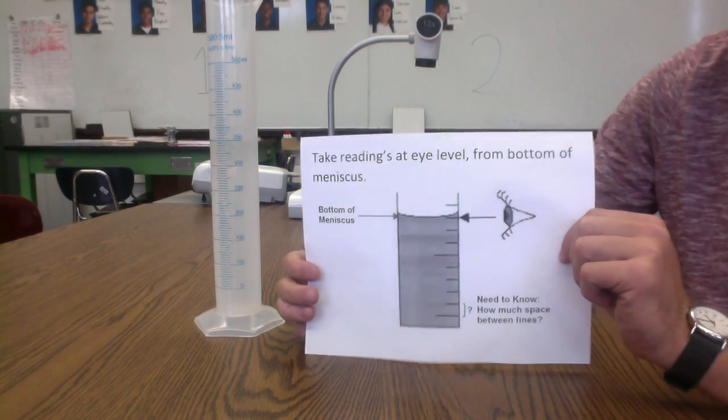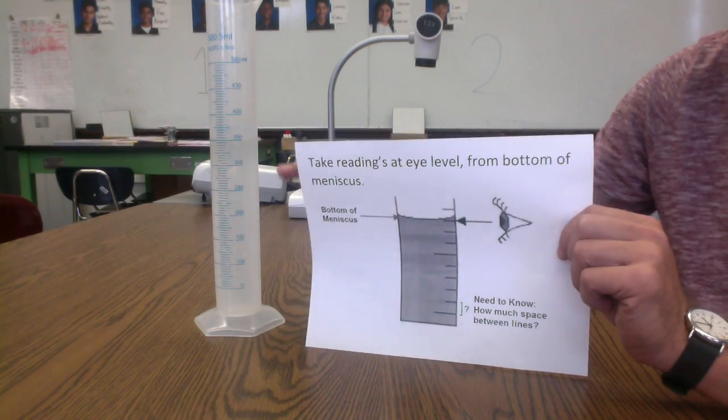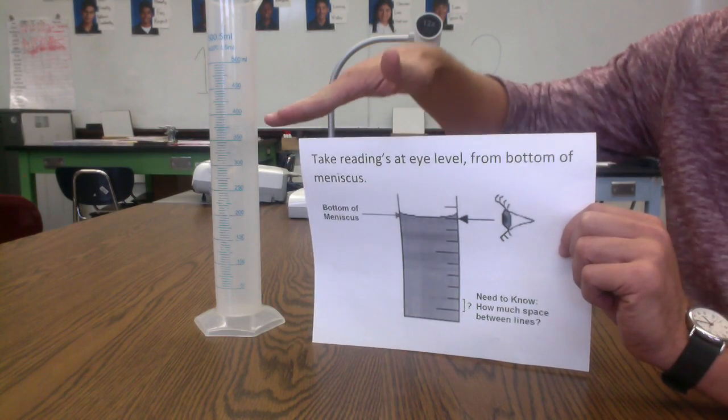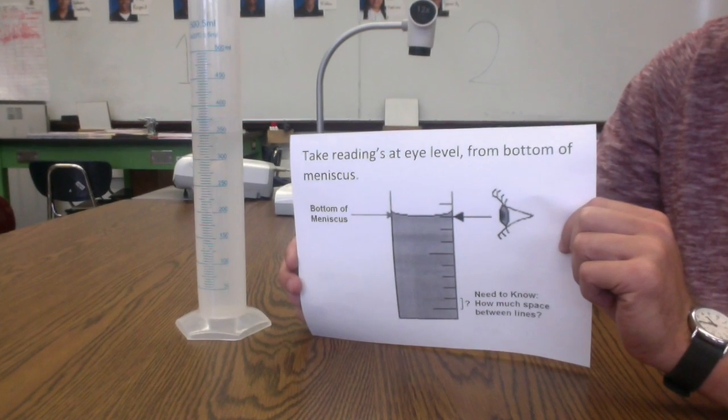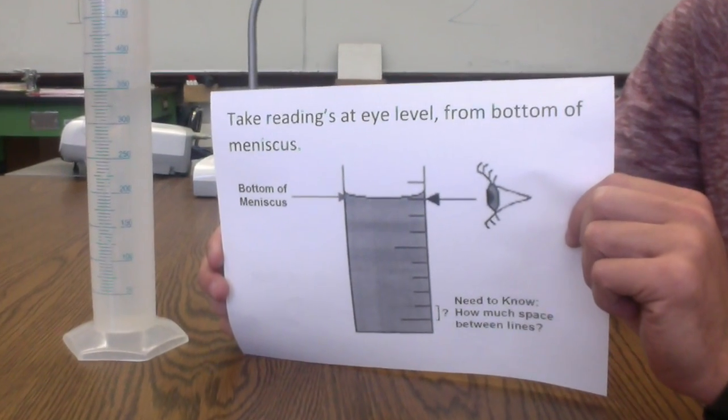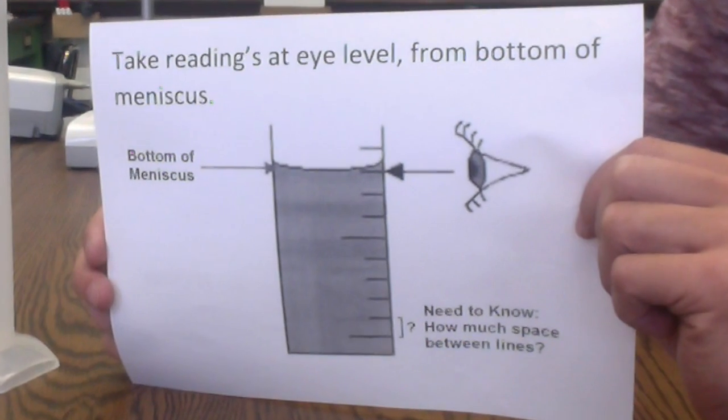Now, just a quick note, sometimes the liquid in the cylinder tends to curve up a little bit at the edges. We call that curve a meniscus, and you would take your reading from the bottom of the meniscus.